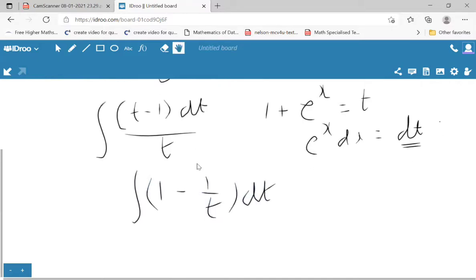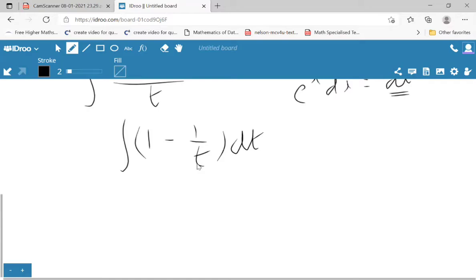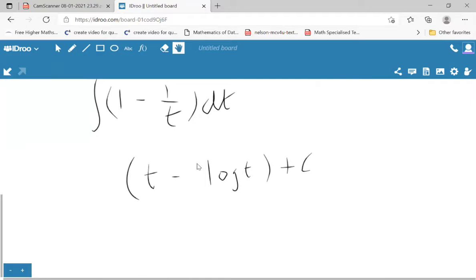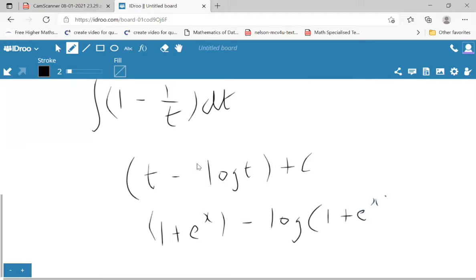On integrating, I'll get t minus log t plus c. Substituting back for t, we took t as 1 plus e to the power of x. So 1 plus e to the power of x minus log of 1 plus e to the power of x plus c. Let's see which option is correct.